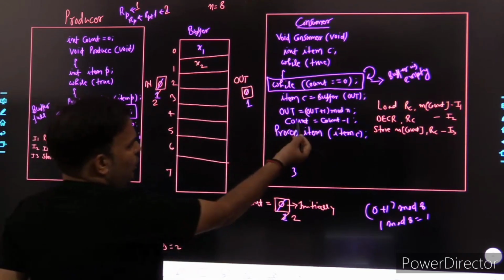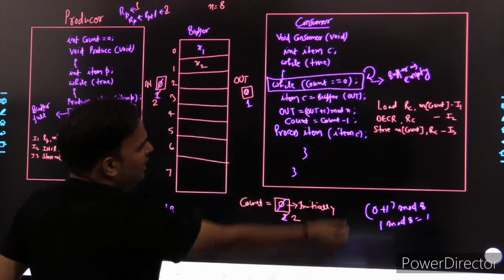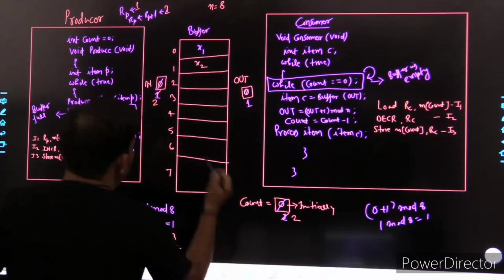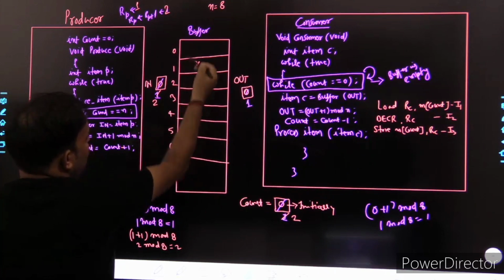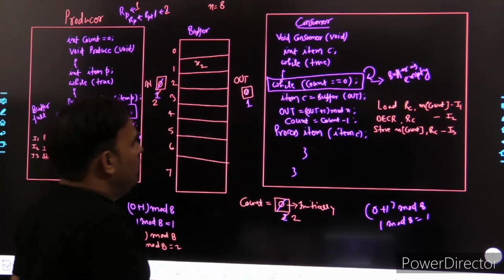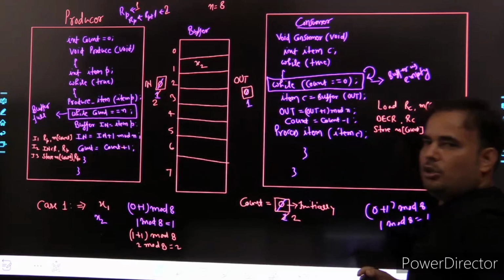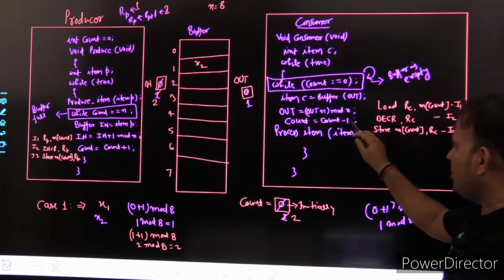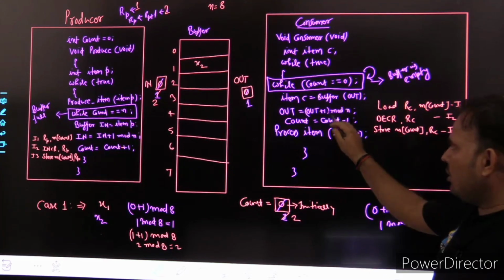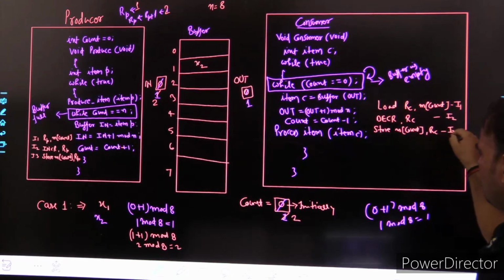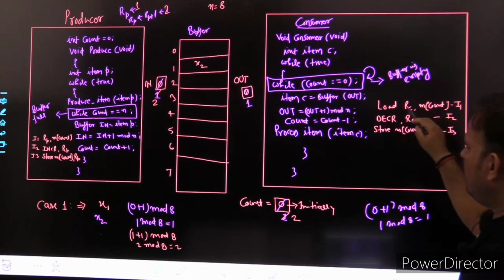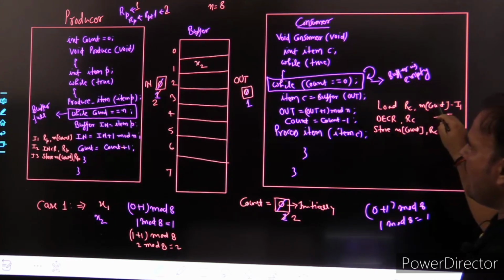Now we need to execute count = count - 1. Here it consumes X1, because at slot 0 we have X1. So to execute this count = count - 1 in assembly language, we need to execute these three instructions. Load RC comma M count.